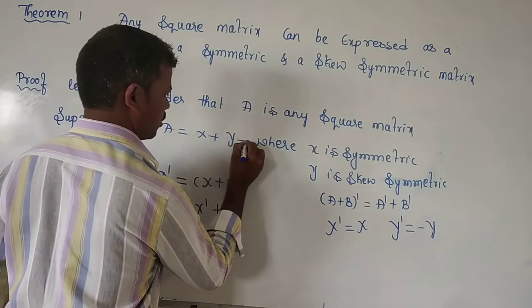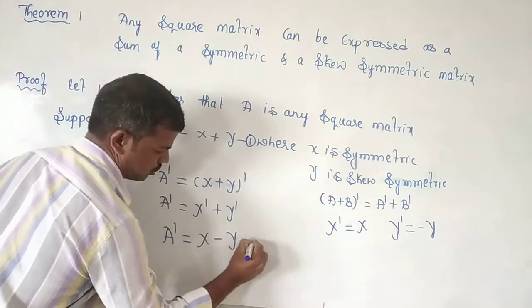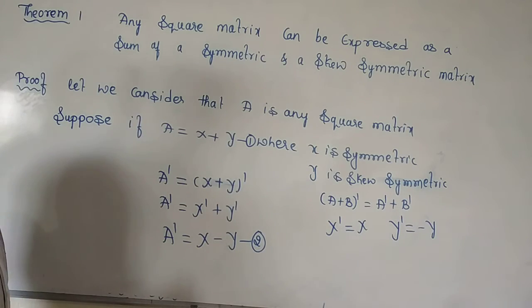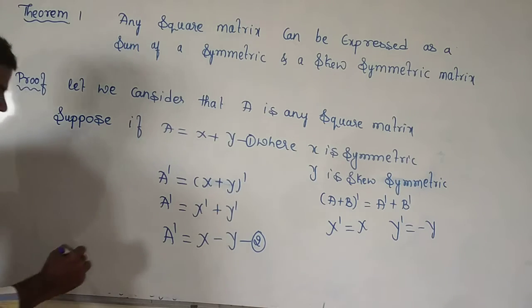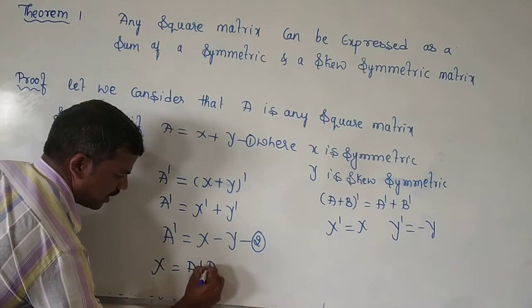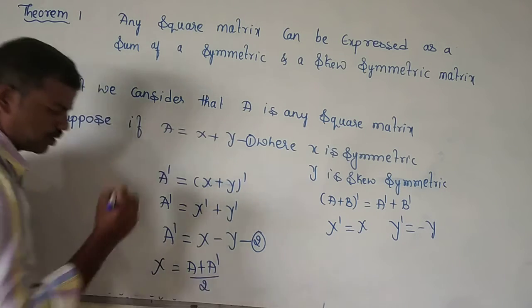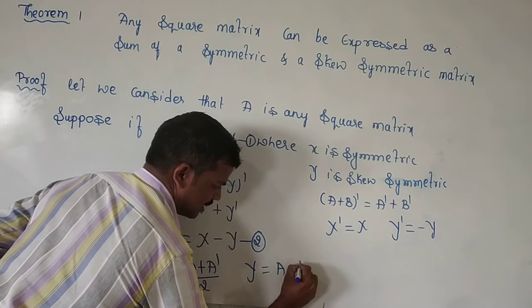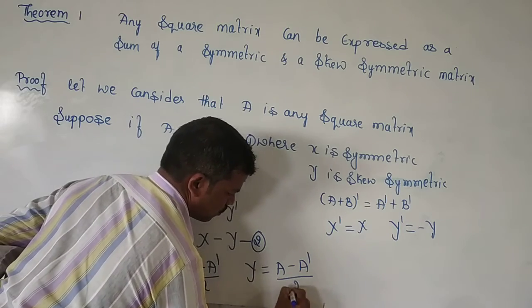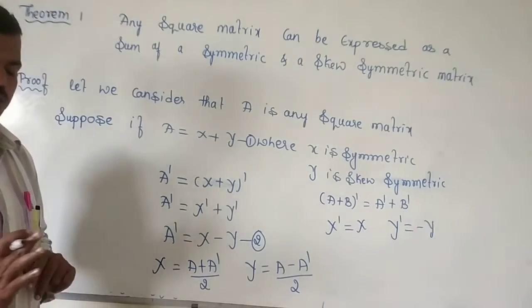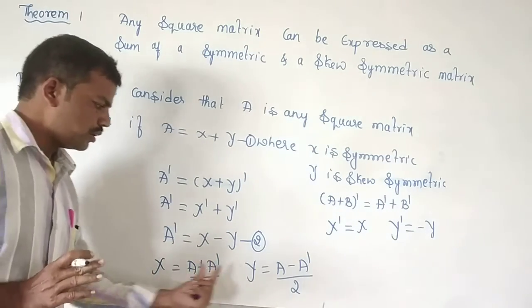I will call the first one equation 1, and this one equation number 2. Solving these two equations 1 and 2, we get X is equal to A plus A transpose divided by 2, and next Y is equal to A minus A transpose divided by 2. So it confirms that they are unique. Hence the proof.